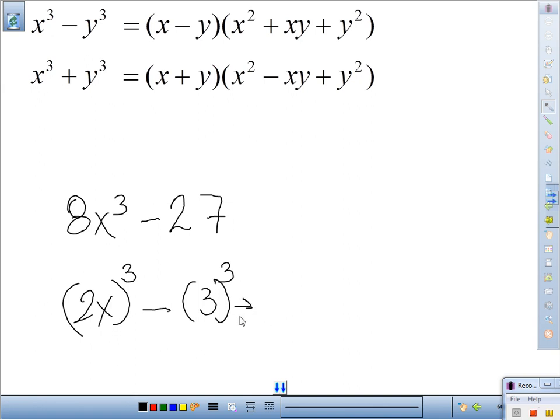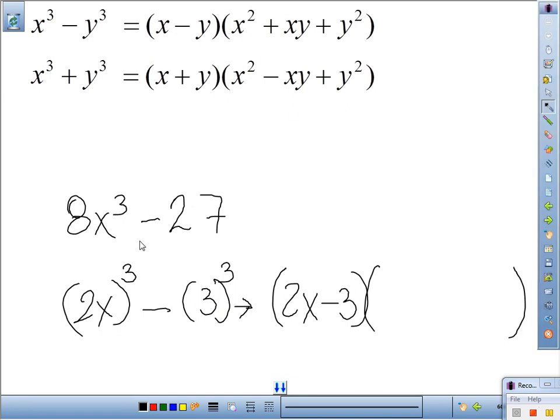Yes. So that means, Mr. Q, that now I can use this pattern to factor this? Yes, that's what I mean. So what would I write instead of x minus y? What do I write now? Very good. 2x minus 3. Does everybody see that? Instead of x only, now I have what? 2x. Instead of y, what do I have? 3. What else? Parentheses. X squared.